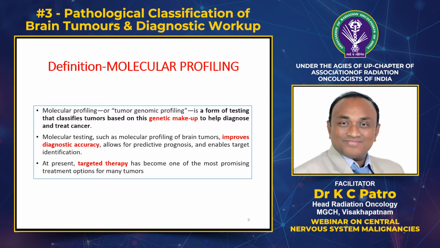Molecular profiling, or tumor genomic profiling, is a form of testing that classifies tumors based on the genetic makeup to diagnose and treat cancer. Molecular testing such as molecular profiling of brain tumors improves diagnostic accuracy, allows prediction and prognosis, and enables target identification. At present, targeted therapy has become one of the most promising treatment options for many tumors. Today a target may have prognostic value, tomorrow it may have predictive value. So molecular profiling is very important in the WHO brain tumor classification.